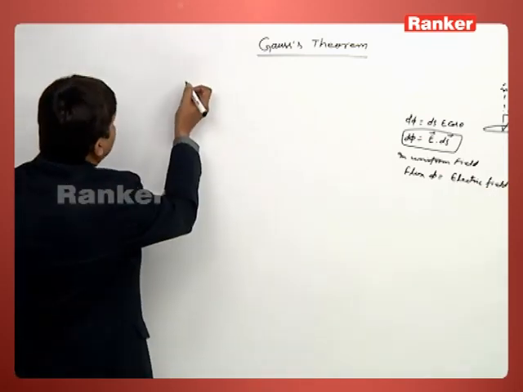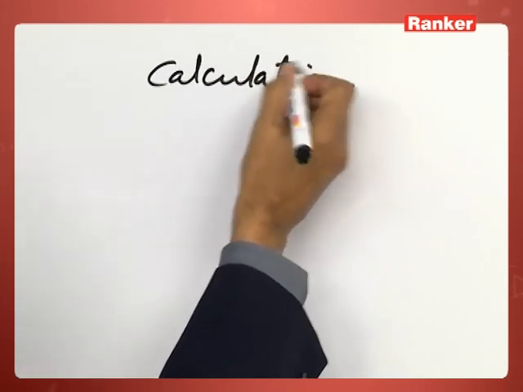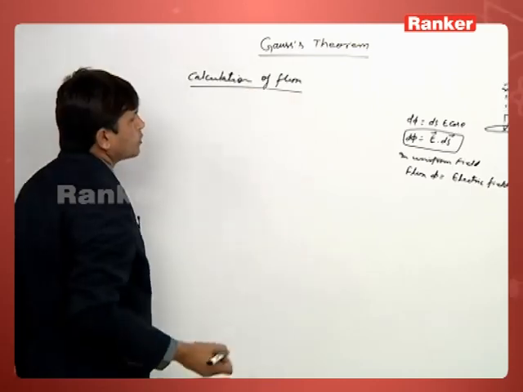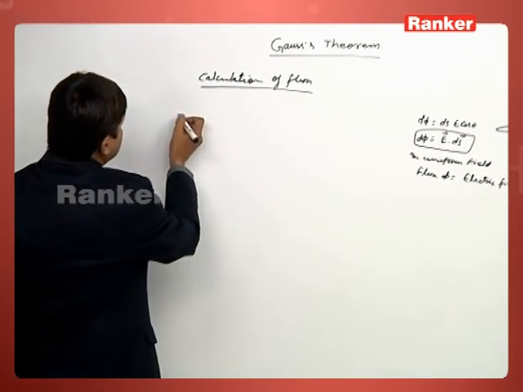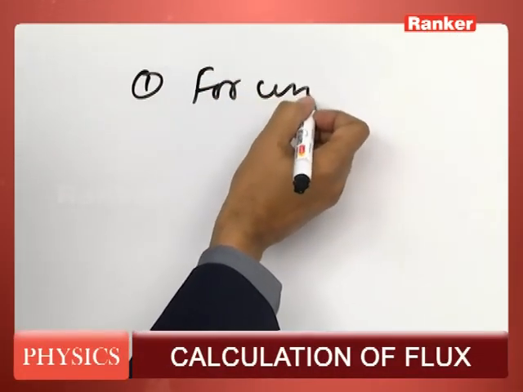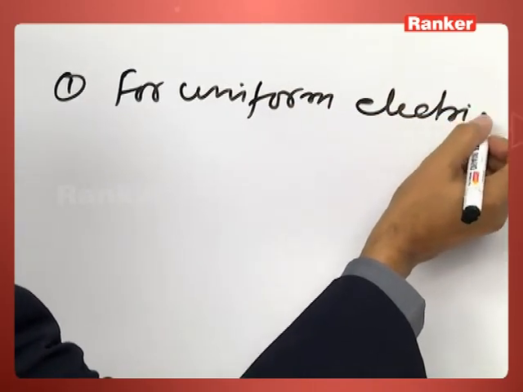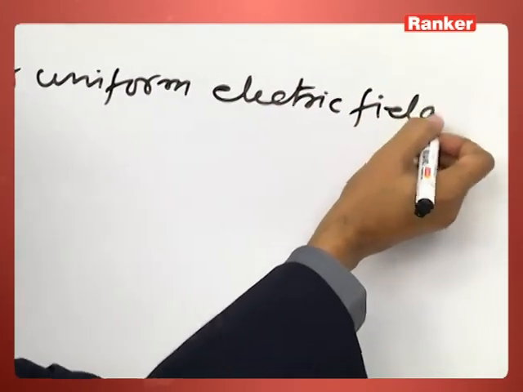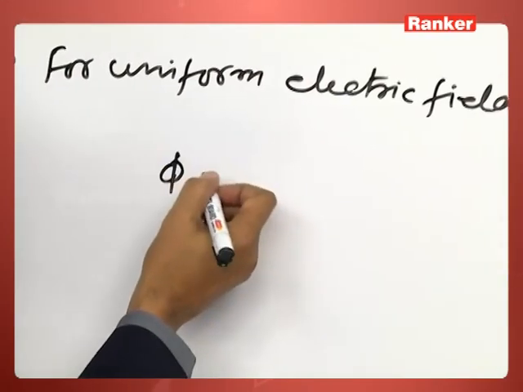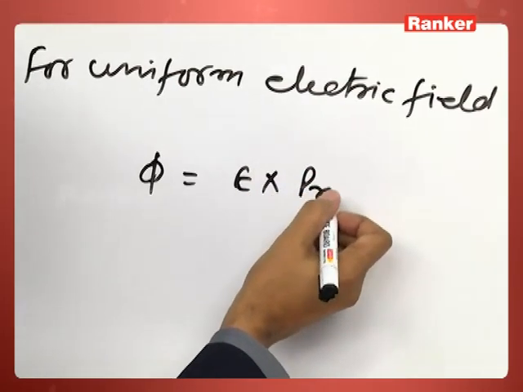Let's see the calculation of flux. First we are considering a uniform electric field. For a uniform electric field, as we have discussed earlier, flux is given as electric field into projected area.